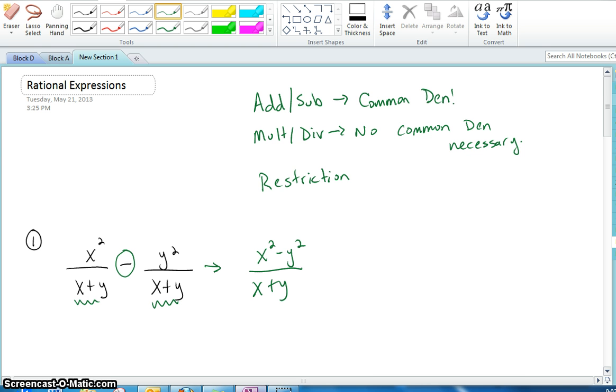However, we're not finished because I need to actually simplify as much as I can. You always want to reduce a fraction. So to simplify, I need to factor the numerator. Since it's a difference of squares, it becomes x minus y, x plus y. The denominator stays x plus y. Now I need to reduce. The x plus y in the numerator and the x plus y in the denominator reduce, so my final answer is just x minus y.